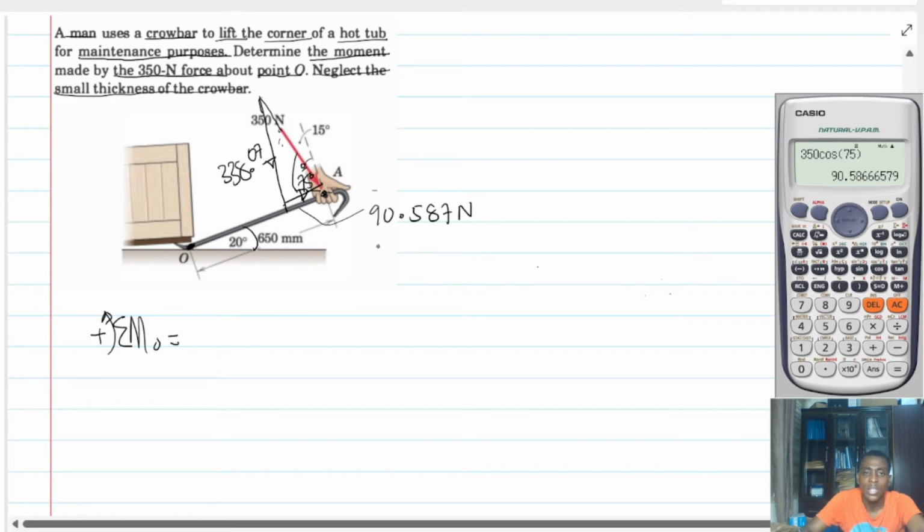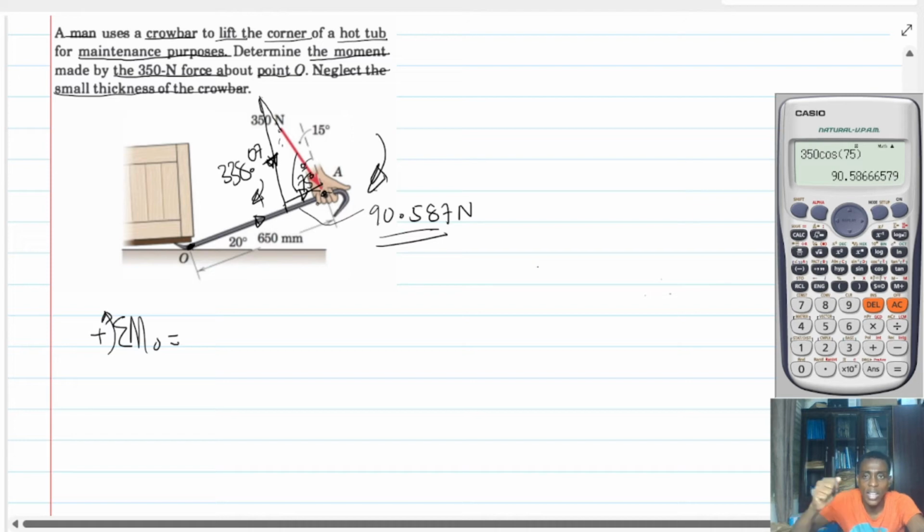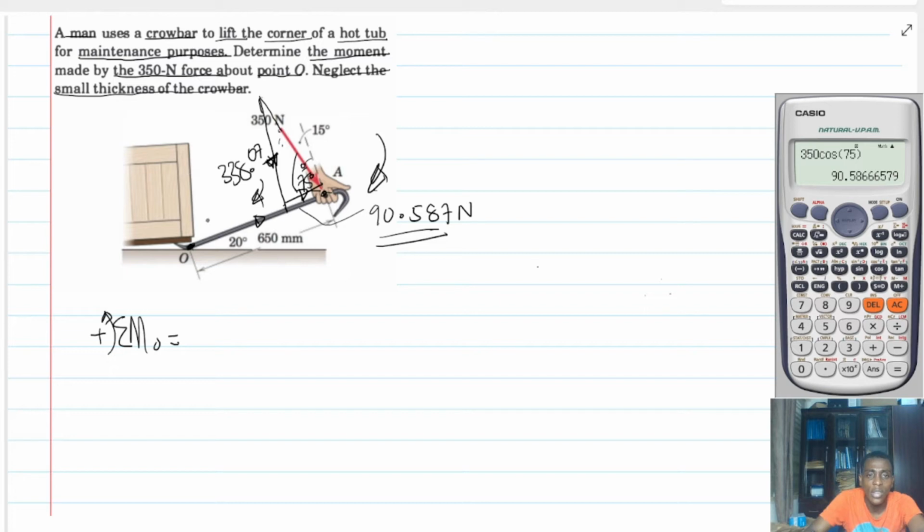So this side is going to be 90.587 newtons. But what happens is that if I want to take the moment, we are saying that this 90.587 is lying along the crowbar. And therefore, since the line of action passes through the crowbar, it doesn't generate any moment. However, the side which is perpendicular will rather create the moment. That's what we are saying. And it will create a moment which is clockwise. You know, the idea is to lift this bar. And if I apply a force which is able to turn in that sense, then I will be able to lift this up.